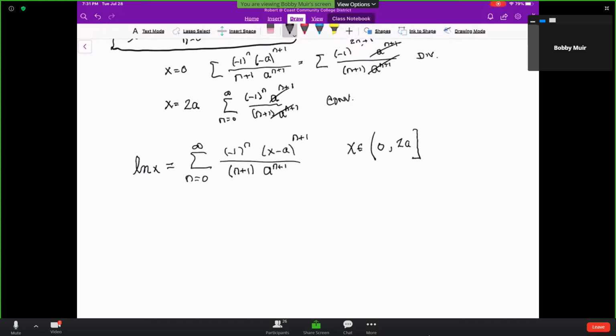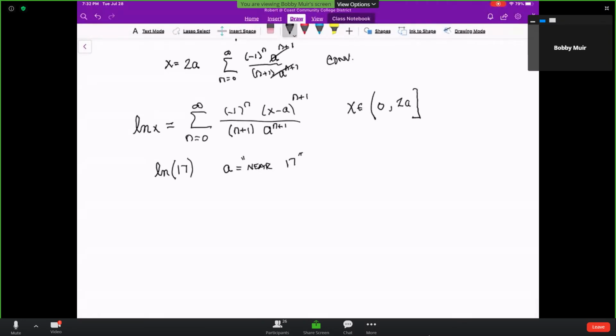Then if you wanted to compute, let's say, the natural log of 17, you are going to try to expand around a point, picking A to be near 17. I guess it's going to have to wait till tomorrow for you to see what happens with this stuff.